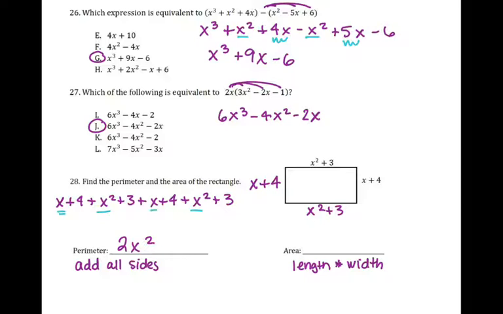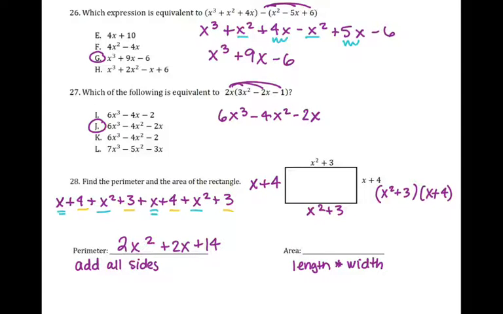X plus x is 2x. And finally, 4 plus 3 is 7, plus 4 is 11, plus 3 is 14. So your perimeter is 2x squared plus 2x plus 14. For the area, I need to multiply my length times width. So that is going to be x squared plus 3 times x plus 4.